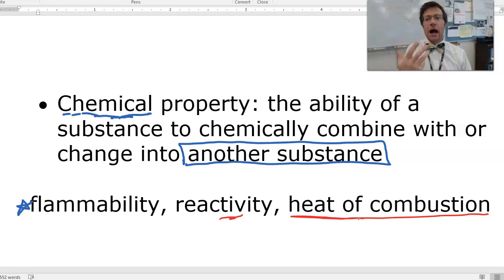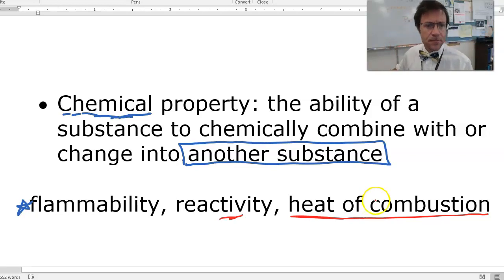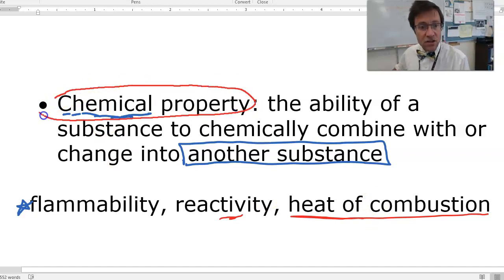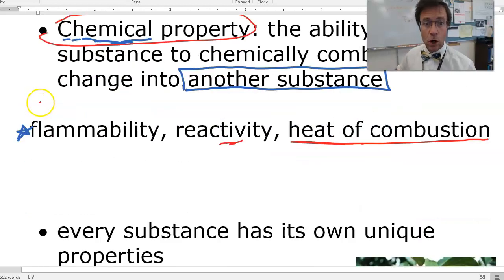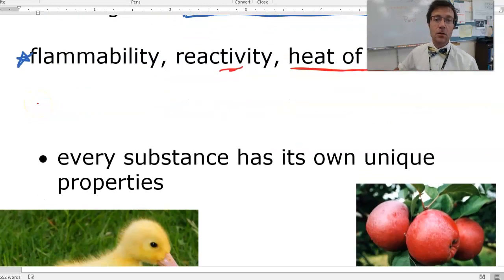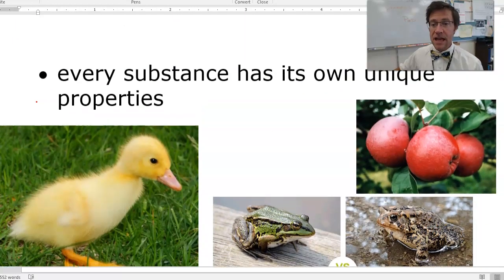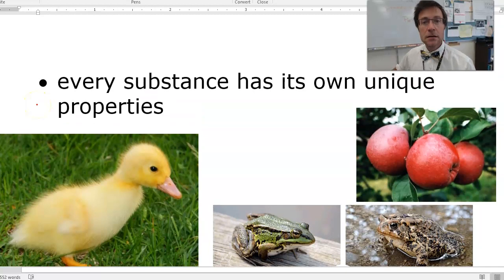Heat of combustion, how hot something burns. A lot of people know this by different firewoods, right? Oak puts off a lot of good heat in your wood stove, but something like pine, not so much heat, because it doesn't contain that energy. That's what heat of combustion is, right? Chemical property, and it is a chemical property because we cannot measure it without changing the substance that we are looking at, right?